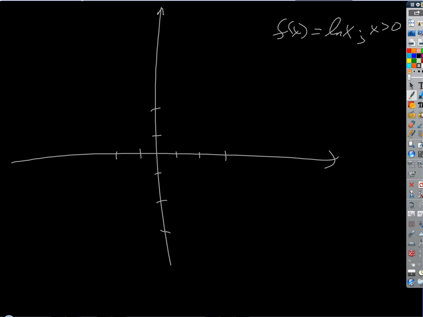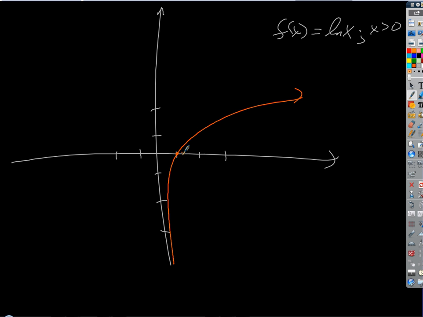Because remember, it goes through that point right there, but it's asymptotic. Natural log of 1 is what? 0, right? So it must go through the point (1, 0). Okay, so let's look at the inverse of that function.